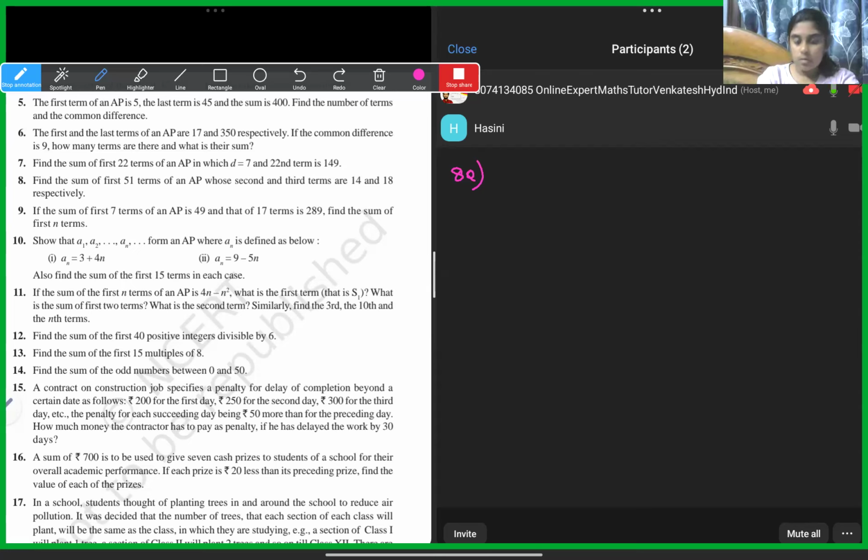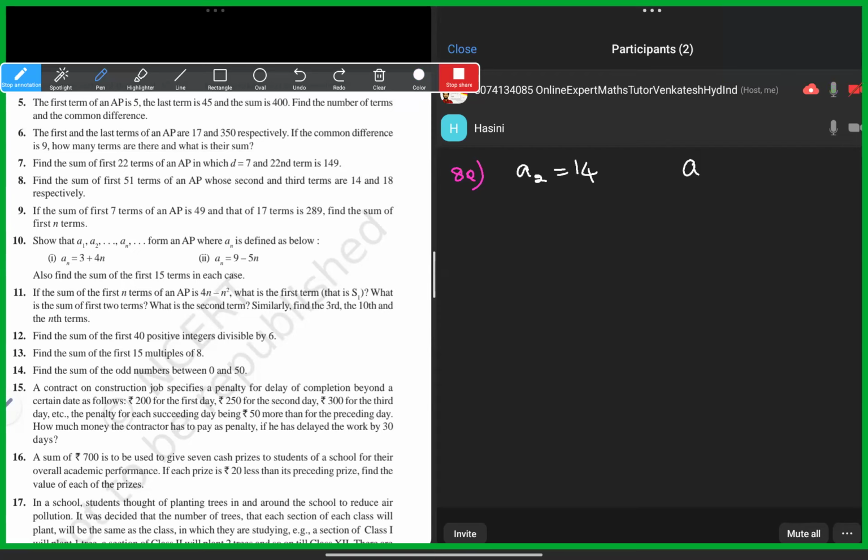Okay, sir. So already these types of questions were in the previous exercise, using some terms we can find the A and D values. So A2 is given, Hasni, which is 14, and A3 is given as 18. A2 means A plus 1D is 14. A3 means A plus 2D is 18.